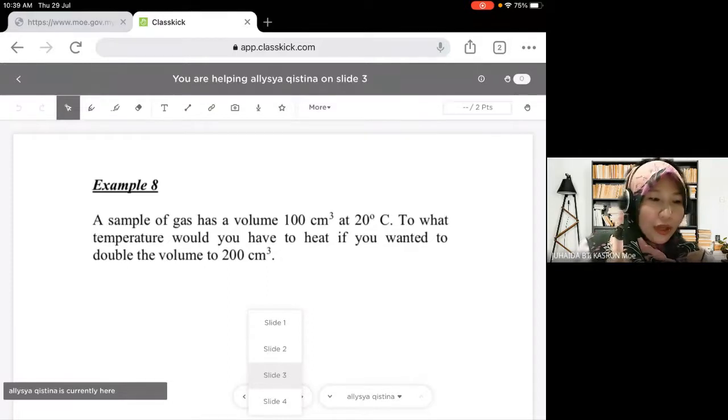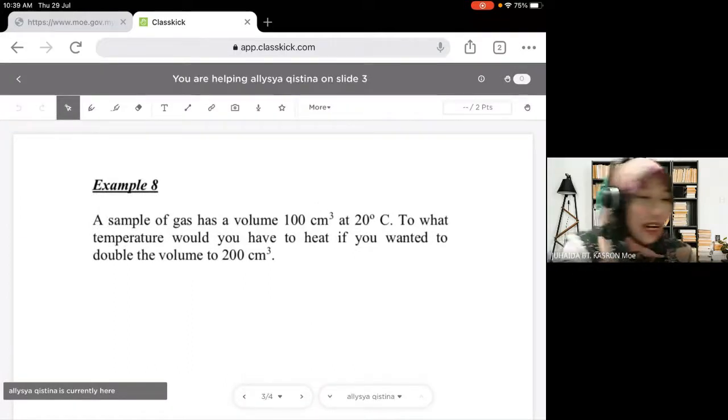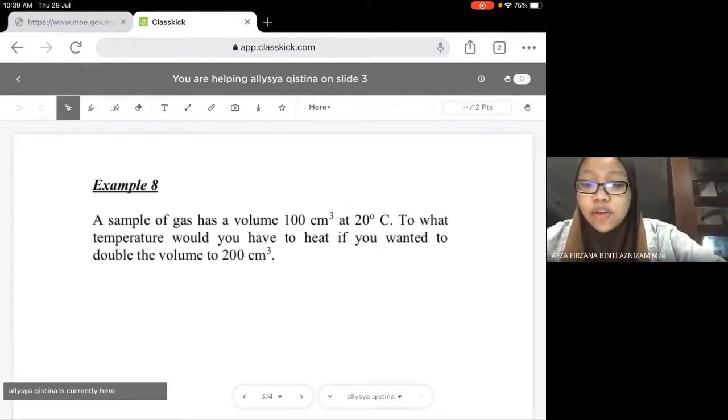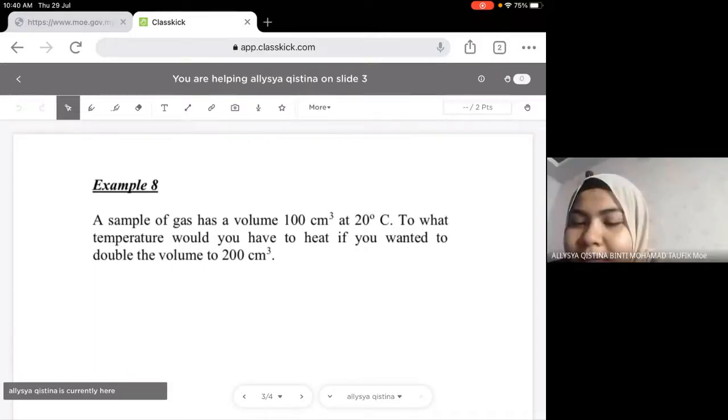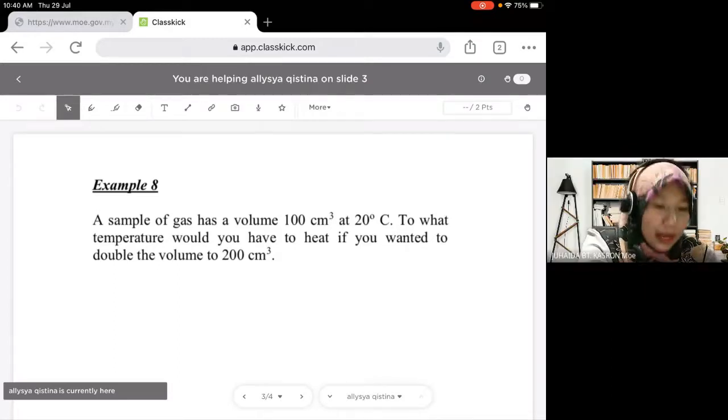Okay, let's do the example 8. Afza, can you read the example 8? The question? A sample of gas has a volume 100 cm cube at 20 degrees Celsius. To what temperature would you have to heat if you wanted to double the volume to 200 cm cube? Now, Alicia, this is your slide, is it? Okay, what is the formula that we want to write? V1 over T1 equals to V2 over T2. Please write it. So everyone, please write it.